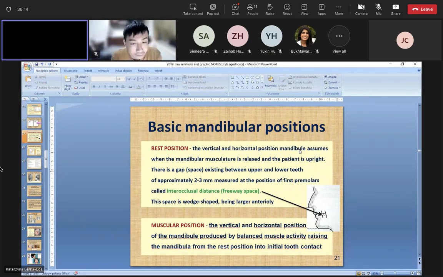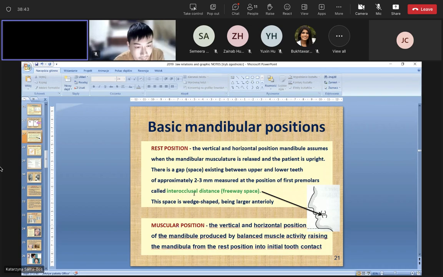So this is the rest position, and there is a gap space existing between upper and lower teeth. This gap is approximately 2-3 millimeters measured at the position of the first premolars. And this space is called interocclusal distance, or freeway space. This space is wedge-shaped, being larger anteriorly.